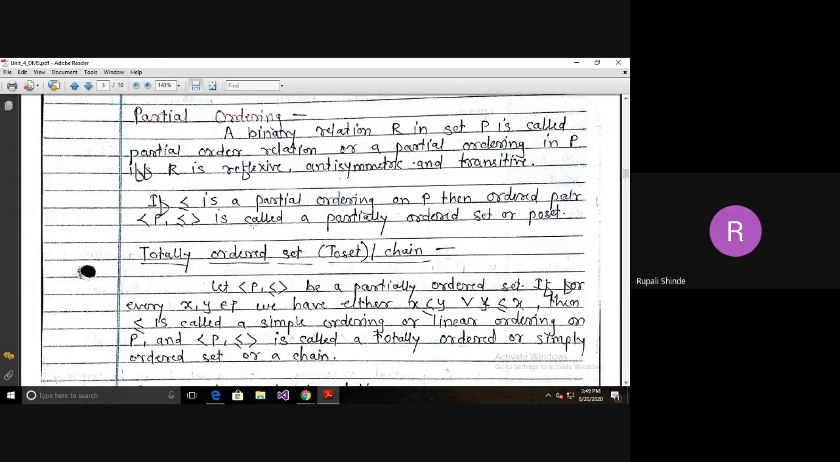If the relation satisfies 3 properties: reflexive, antisymmetric and transitive. Just the definition is given for partially ordered relation. Just we have to check for 3 properties: reflexive, antisymmetric and transitive. If the relation satisfies all three properties, then only we can say that the relation is a partially ordered relation, or that set is a poset, that is partially ordered set.